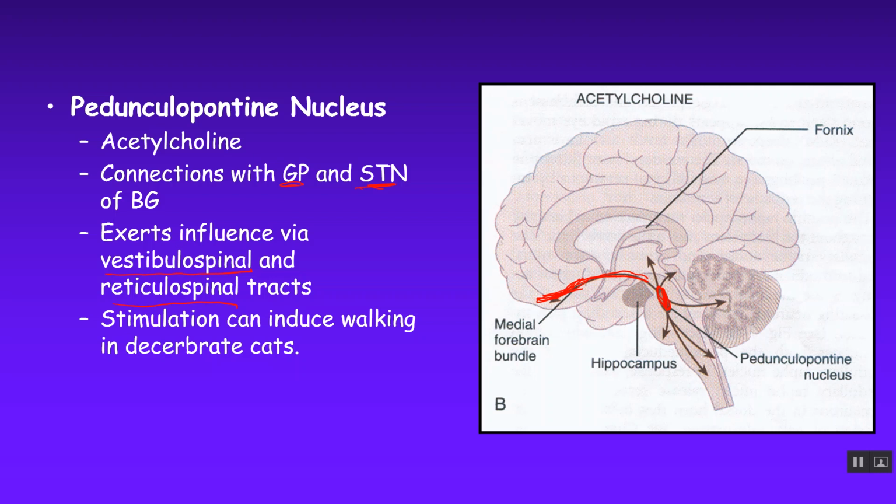And actually in decerebrate cats, if you stimulate that pedunculopontine nucleus, it makes them walk. It's a basic nucleus that can create some locomotor function both in cats and in humans. It's not as well defined in humans when you try to stimulate that. But in cats, it can. Cats have a little more stereotypical walking mechanism that is less cortically driven and more brainstem driven.